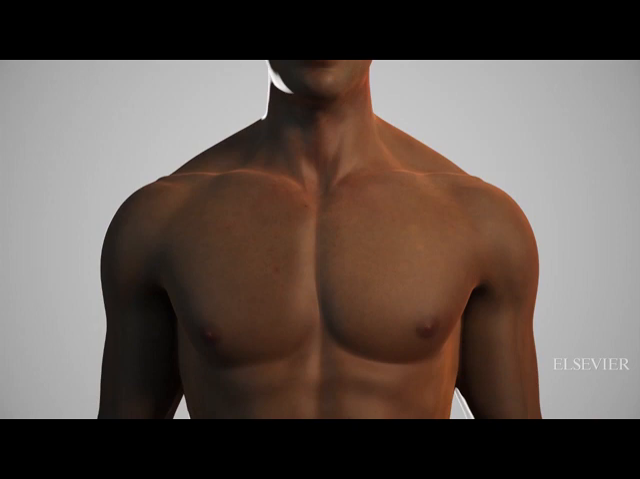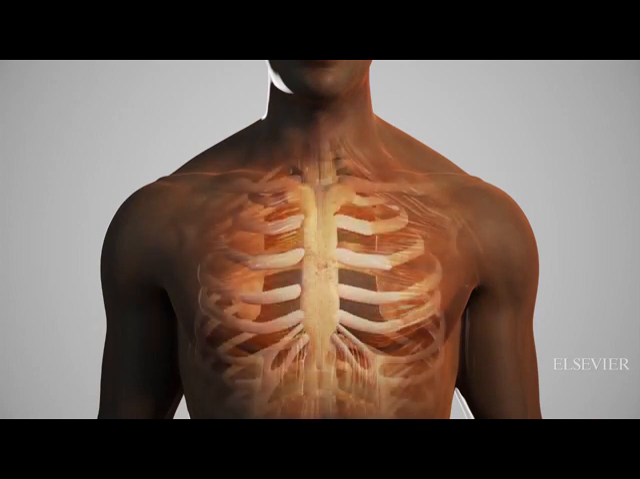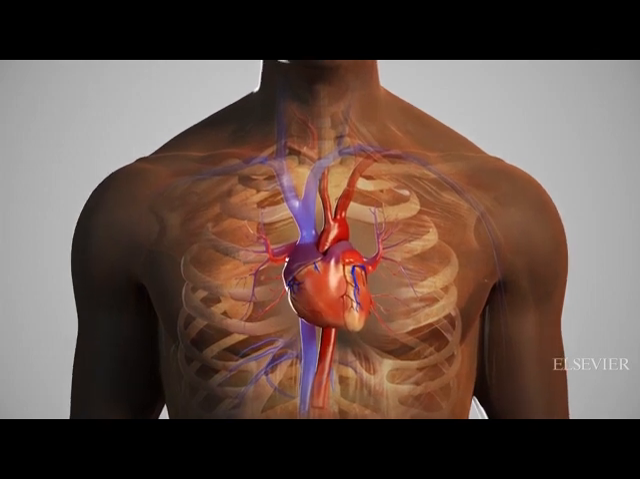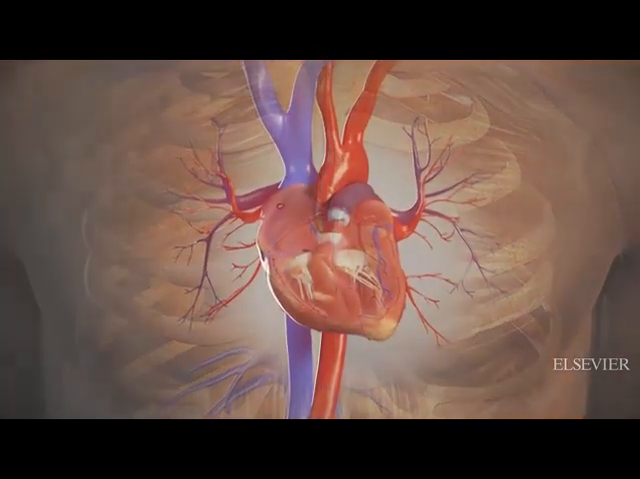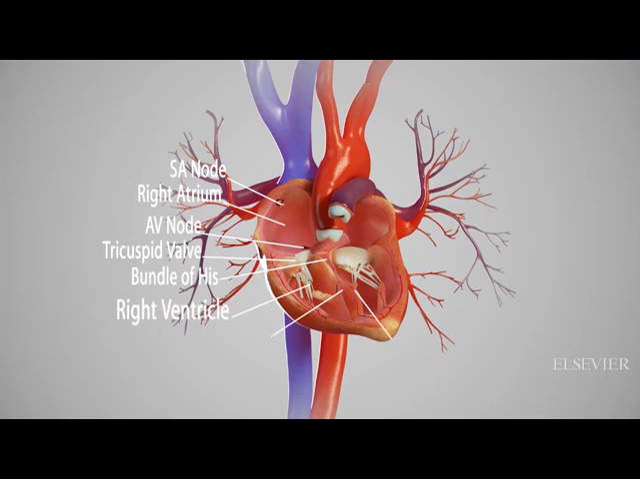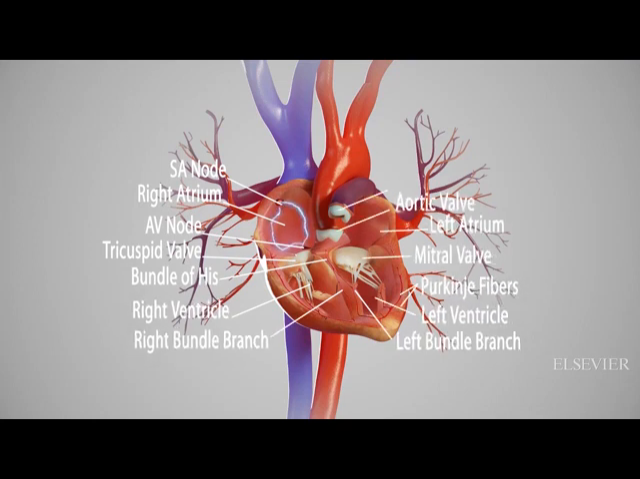Normally, at rest or with minimal activity, the heart beats regularly at a rate of about 60 to 100 times per minute, triggered by its own electrical conduction system. When the conduction system is working properly, the sinoatrial, or SA node, acts as the heart's natural pacemaker. The SA node generates an electrical impulse that travels to the atrioventricular, or AV node, bundle of His, right and left bundle branches, and Purkinje fibers.